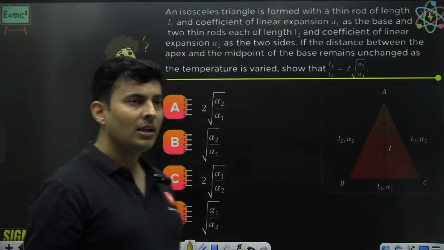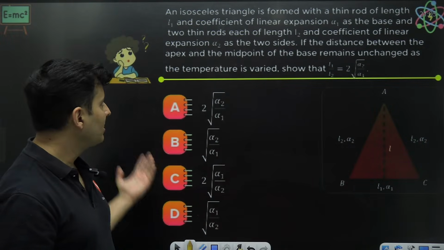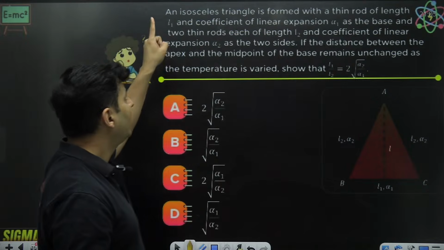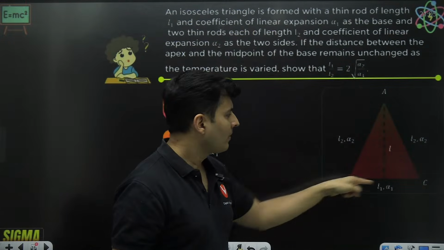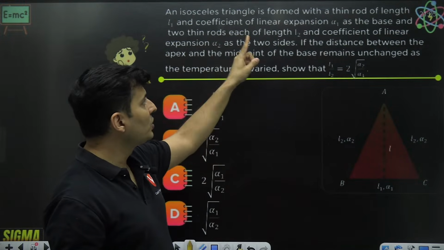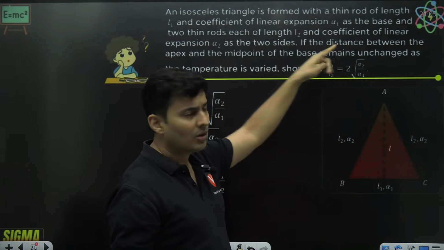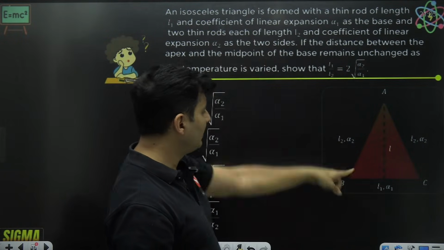This also came a couple of years back in JEE Mains. So this is a very good question. Let's see whether we can understand it. An isosceles triangle is formed using rods of length L1 having expansion coefficient alpha 1 as the base.